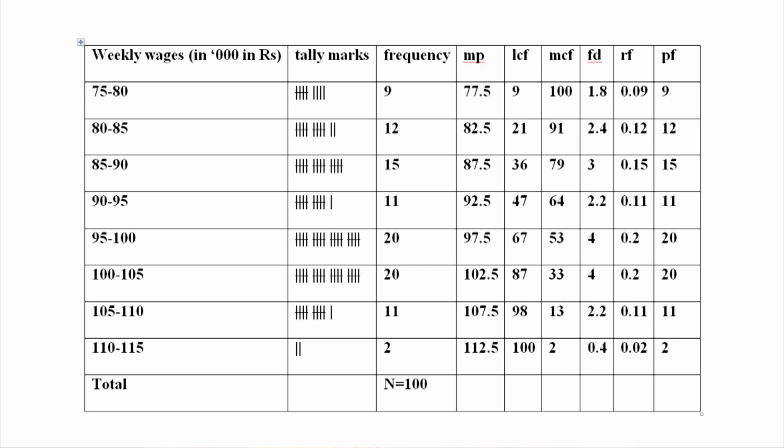In order to compute the percentage frequency, we need to multiply the relative frequency by 100. Hence, the resulting percentage frequencies are 9, 12, 15, 11, 20, 20, 11, 2 for their respective classes, which is as shown in column 9.